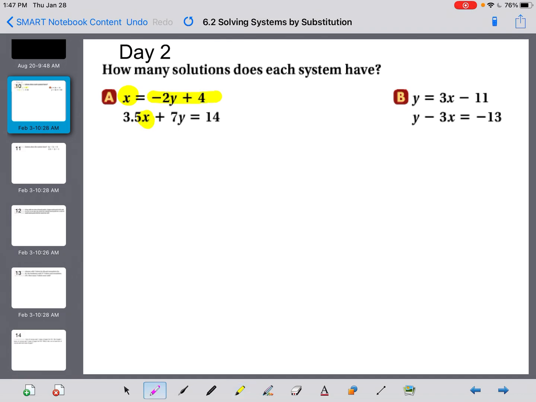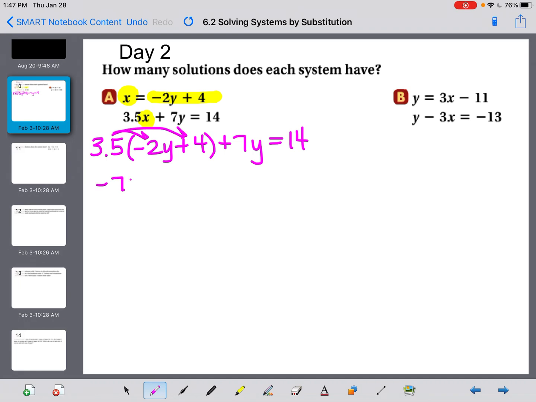instead. So when I rewrite this, I will have 3.5 times negative 2y plus 4, still plus 7y, all equals 14. Then I'm going to distribute. I'll have negative 7y plus 14 plus 7y equals 14.